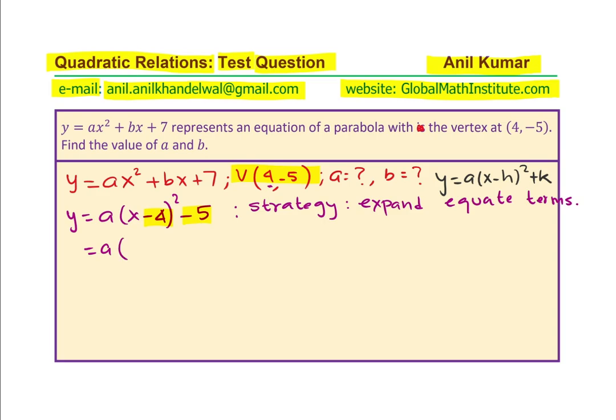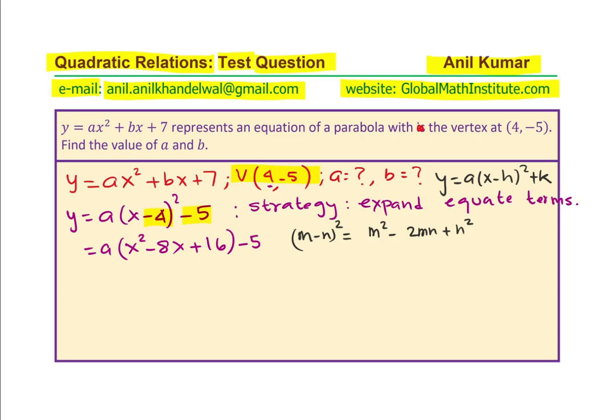So a times (x squared minus 8x plus 4 square, which is 16), minus 5. How did we get that? Well, we know (a minus b) whole square is what, right? I should write, let's say, some other terms. You'll get confused with a and b. Let's say (m minus n) whole square is what? It is m square minus 2mn plus n square, right? So that is the formula which we applied.